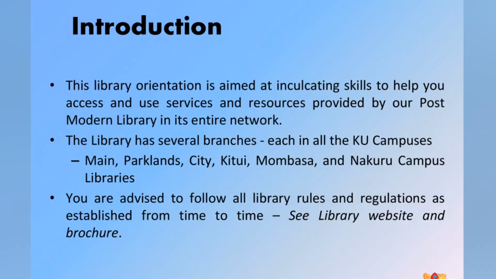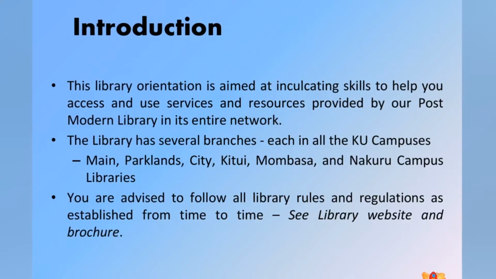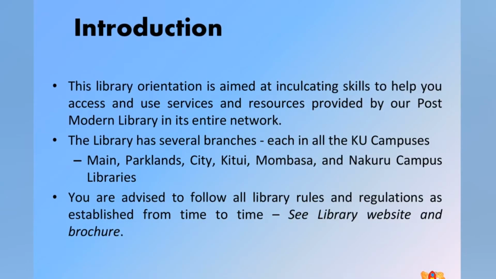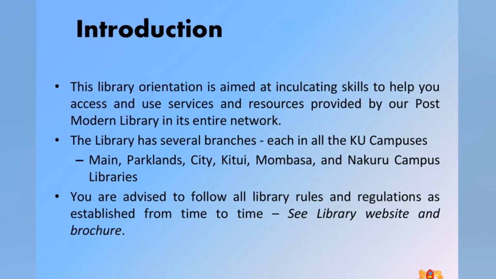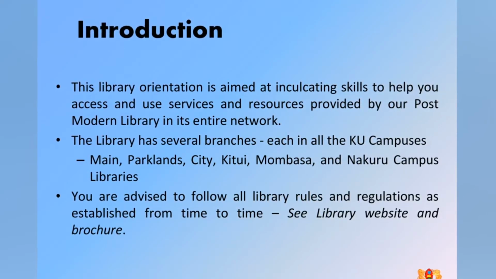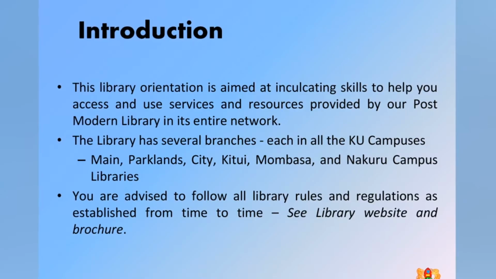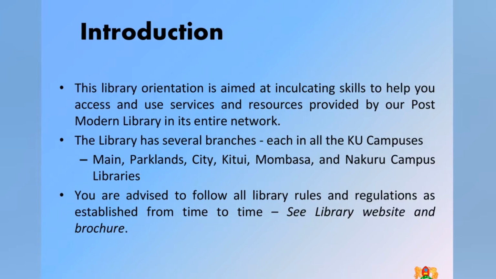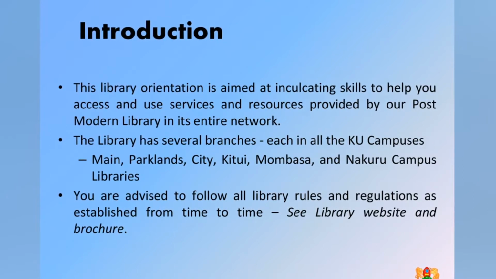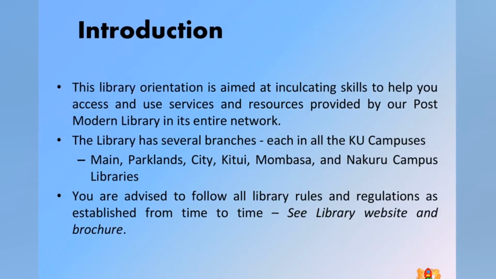In this library orientation, we are aiming at inculcating skills to help you access and use services and resources provided by our postmodern library in its entire network. The library has several branches, each in all the KU campuses. We have the main campus, Parklands campus, City campus, Kitui campus, Mombasa and Nakuru campus libraries.